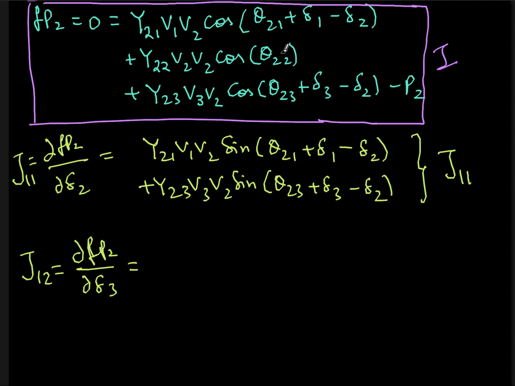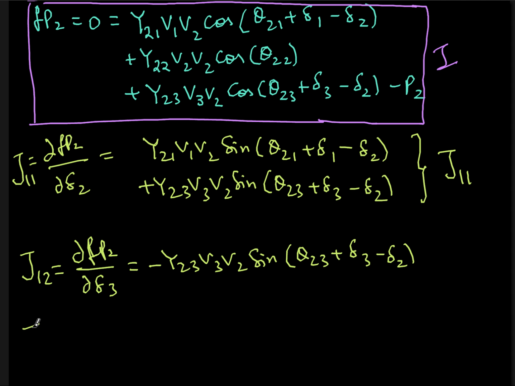In the first term there is no delta 3. In the second there is no delta 3. In the third there is delta 3 here. The differentiation of cos is minus sine, and since delta 3 is already plus, I don't get another minus there. Therefore the minus will remain. So I'll get minus y23 v3 v2 sine of theta 23 plus delta 3 minus delta 2. Similarly, all the other terms don't have anything. So that's all. This is J12.